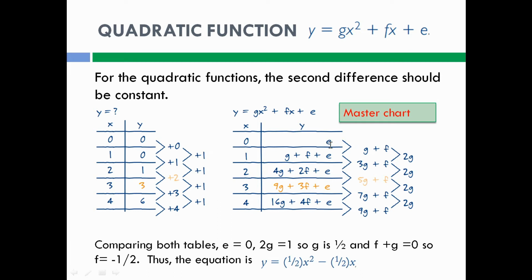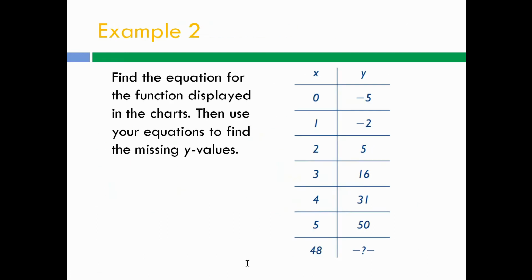And e can be taken from the first row. When x equals 0, y equals e. So when x equals 0, y equals 0 in this case. That means e is 0. Once you have the values for g, f, and e, all you have to do is plug them in. In this case, the equation will look like this: y equals 1/2 x squared minus 1/2 x. We will see more examples to understand this better.